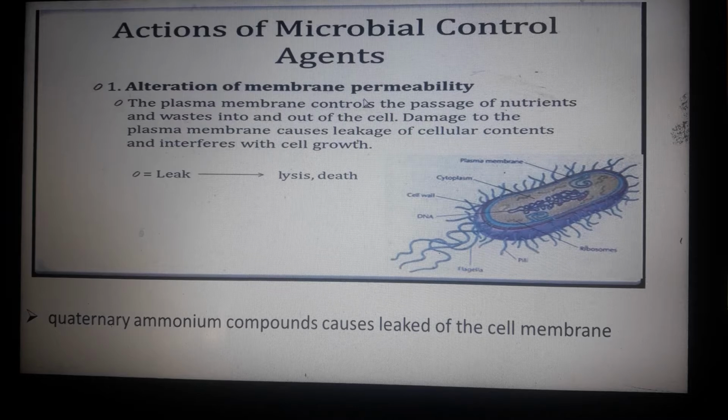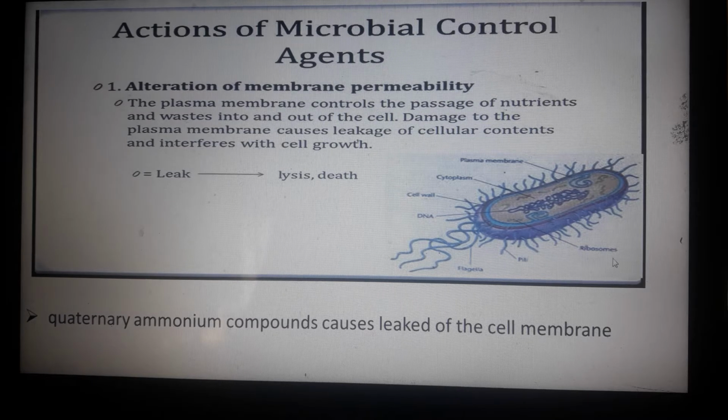So actions of microbial control, first, alterations of membrane permeability. The quaternary ammonium compounds are agents which can cause leaks in the cell membrane. Okay, so the plasma membrane controls the passage of the nutrients, or the entry of the molecules or food that enter in and out of the cells. So damage to the plasma membrane causes the leak of cellular contents and interferes with cell growth.